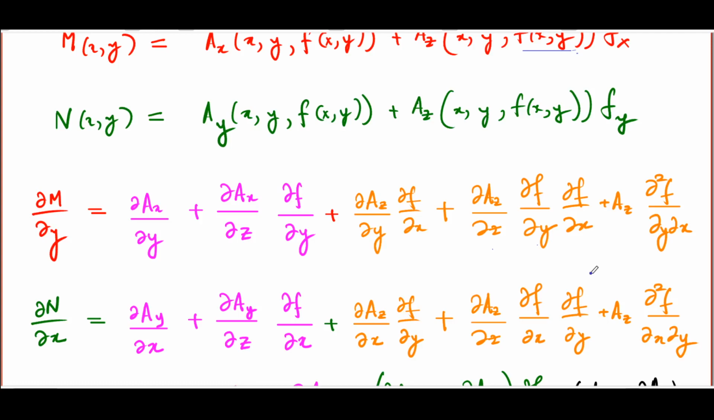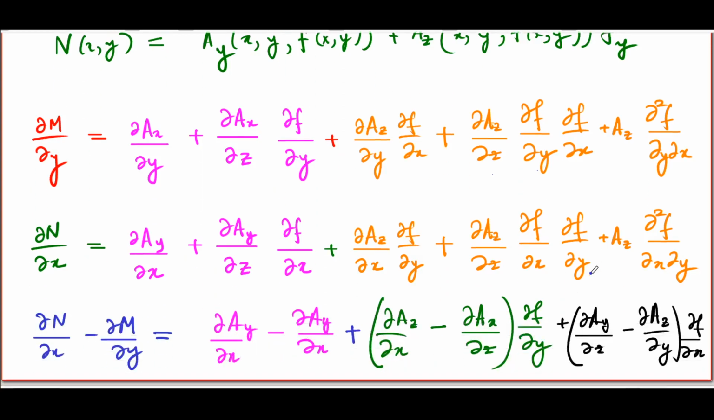What we need to do is subtract the two. Del n del x minus del m del y is the integrand in the double integral that we need to calculate. And when you do that, the result is pretty straightforward. These two pieces cancel out because mixed partial derivatives are equal, and these two pieces also cancel out simply because they are the same terms.